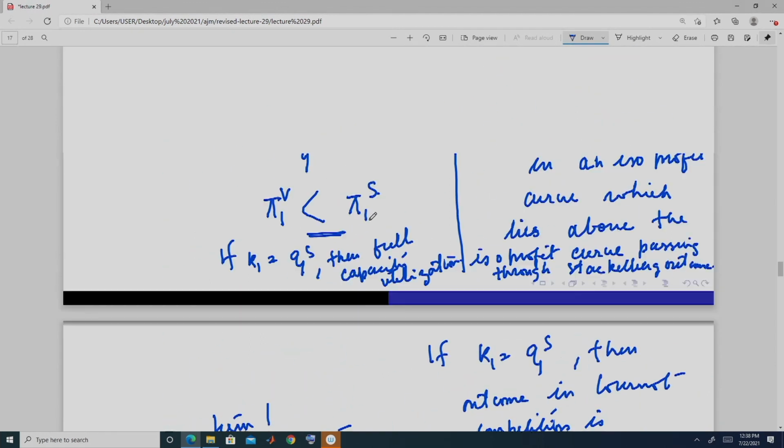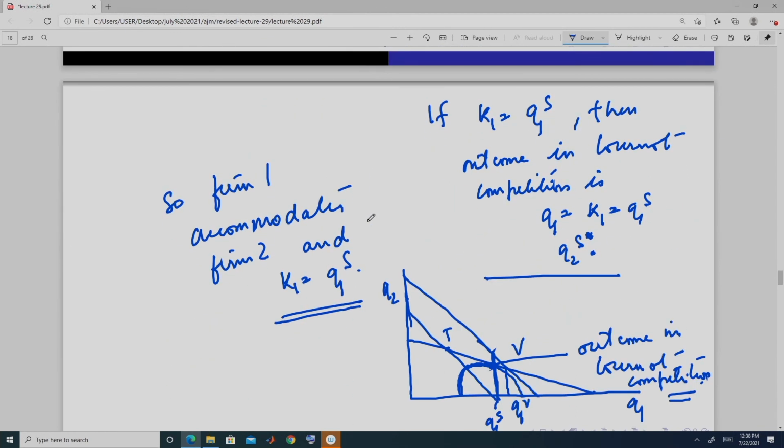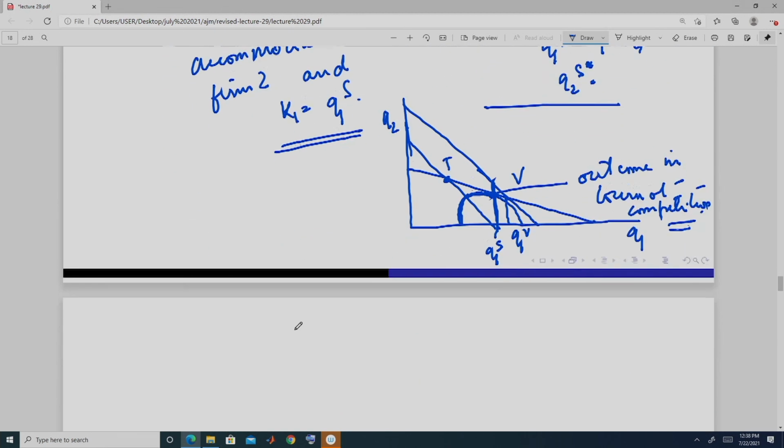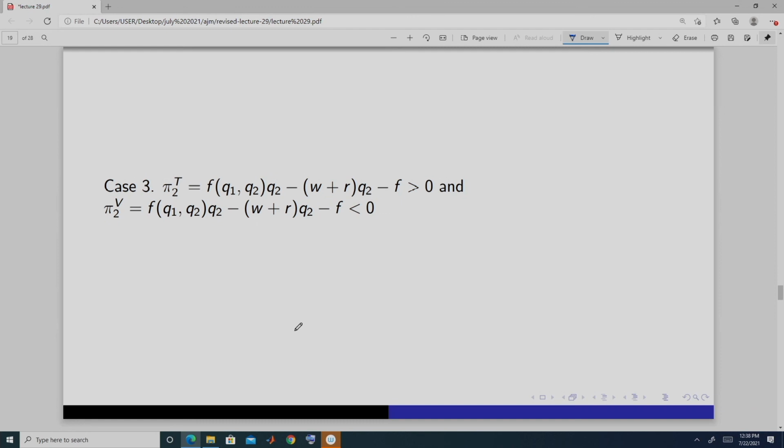Okay. So in case 2 we see that farm 1 always accommodates. It cannot deter the entry of farm 2. In case 1, what we have seen is that farm 2 never enters, a blockaded monopoly. In case 2, when the profit at T and the profit at V are both positive, that means the limit output is greater than Q1V, then farm 1 always accommodates the entry of farm 2. Now, let us look at case 3.